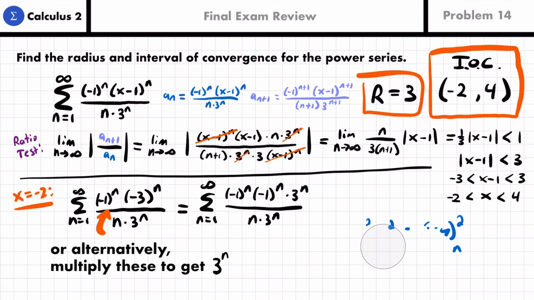And the reason why that's helpful is because now we have a 3 to the power of n in the numerator and denominator that will cancel out. So those are gone, which makes the series much simpler.